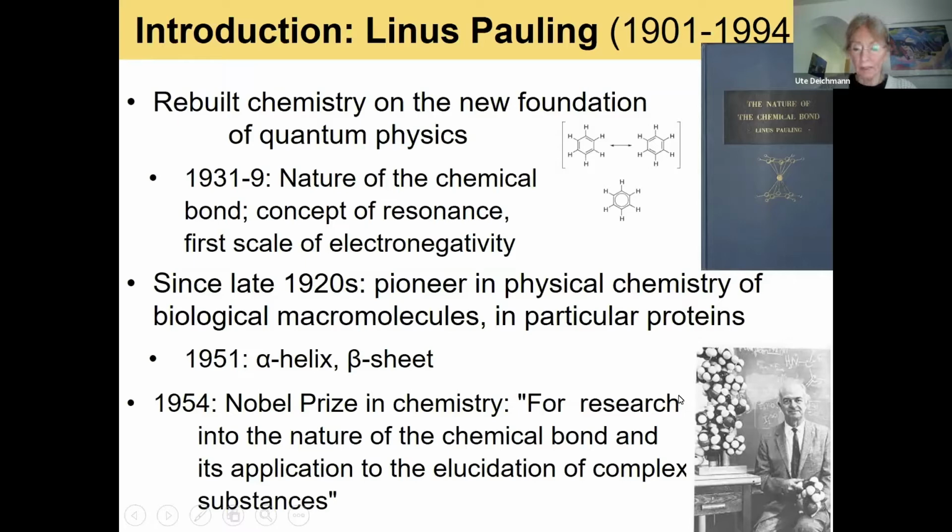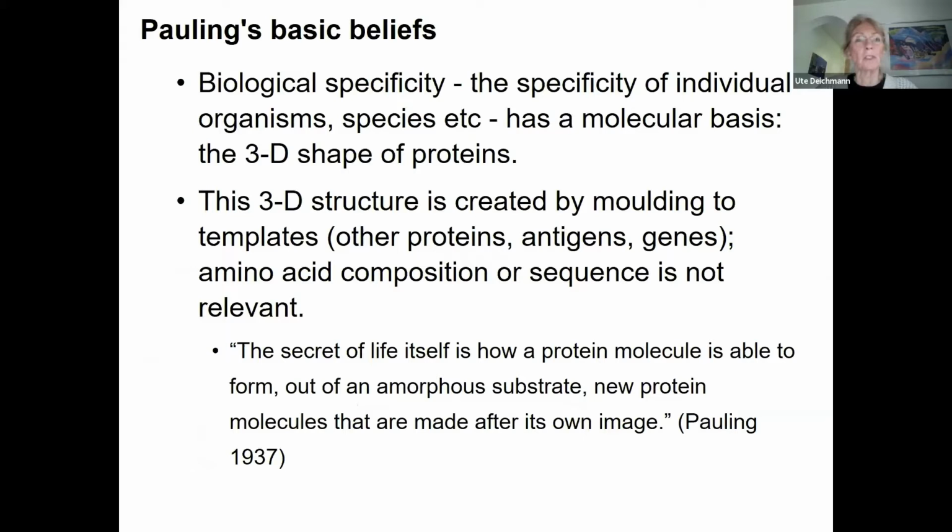Pauling was guided throughout his working life by a few basic beliefs, among them that biological specificity, that is the specificity of individual organisms, species, etc., has a molecular basis, namely the three-dimensional shape of proteins. And second, relevant here at least, that this three-dimensional structure is created by molding to templates that can be other proteins, antigens, or genes, and that the amino acid composition or sequence is not relevant.